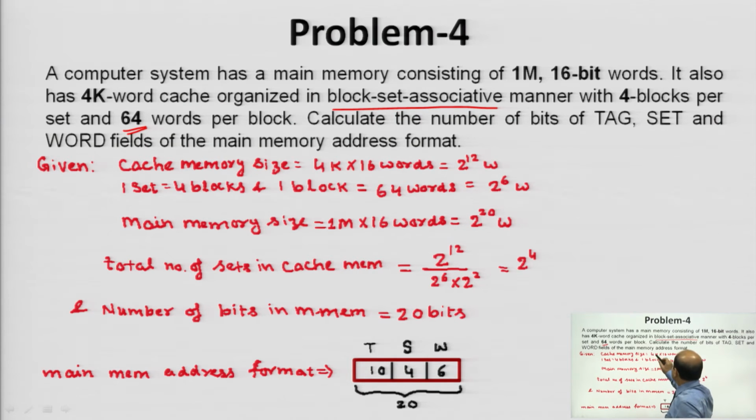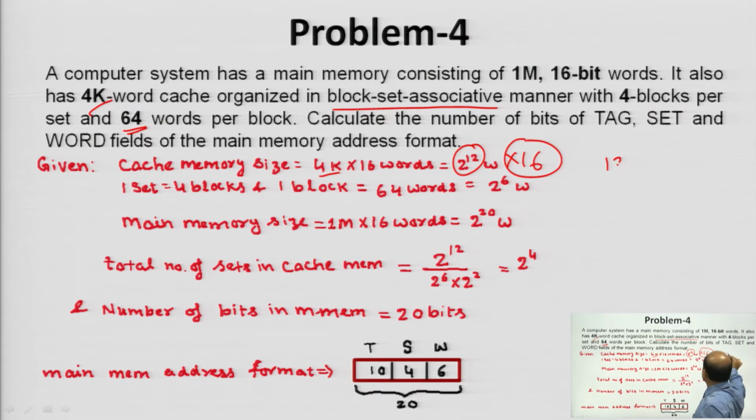Now, cache memory size is given as 4K. So, it will come as 2 to the power 12 cross 16. So, do not bother about this data part. We have to consider only the address part, which is given on the left side of this cross. So, 4K means 2 to the power 12 words. So, 12 bits for cache memory, and in each set there are 4 blocks, and in each block there are 64 words. So, we can calculate the cache memory size in terms of words also.